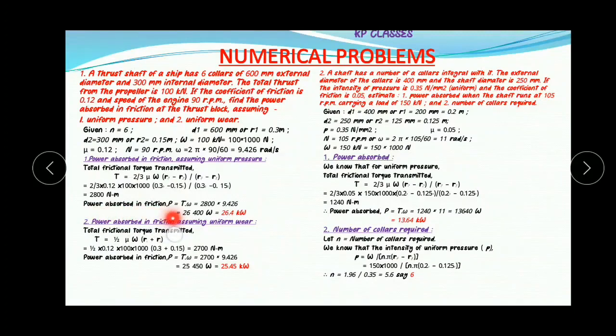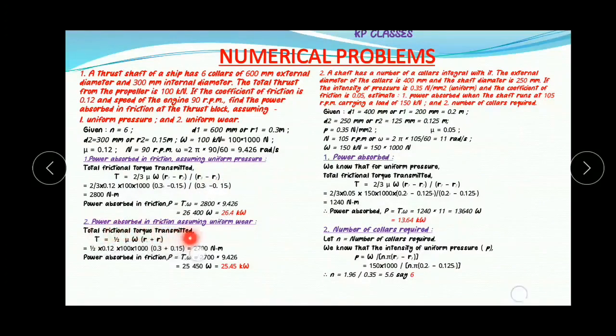Then power absorbed in the friction P equal to T into omega equal to 2800 into 9.426, which is equal to 26,400 watt equal to 26.4 kilowatt. It is one of the answers of the power absorbed, in case of uniform pressure.